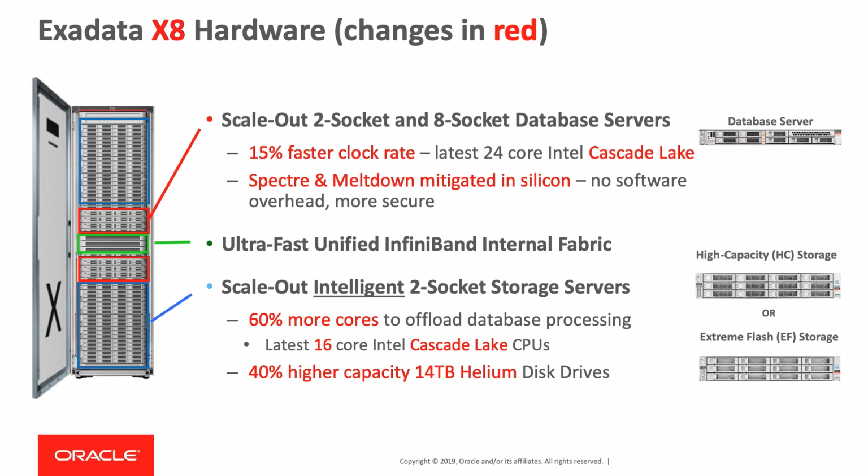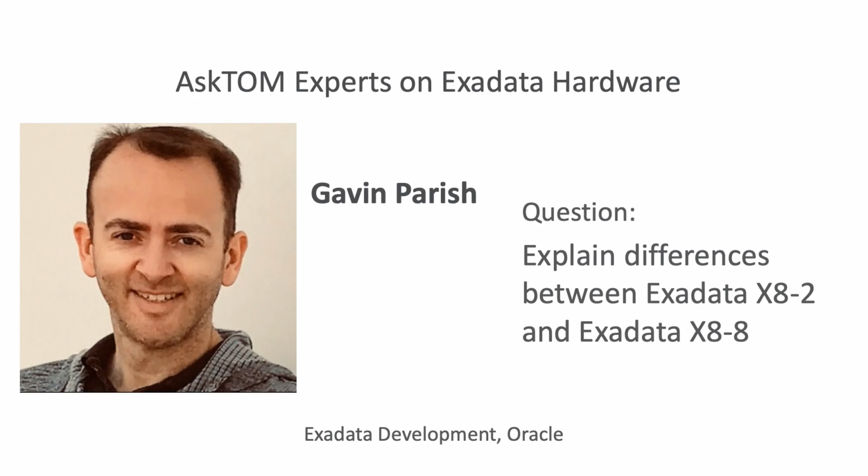Gavin, you want to take the X8-2 question? The X8-2 is obviously our most popular. It's scalable. It starts at a relatively small number of CPUs, relative to the X8-8, and you can start off with capacity on demand and scale up to, I think, 19 database servers in a rack.